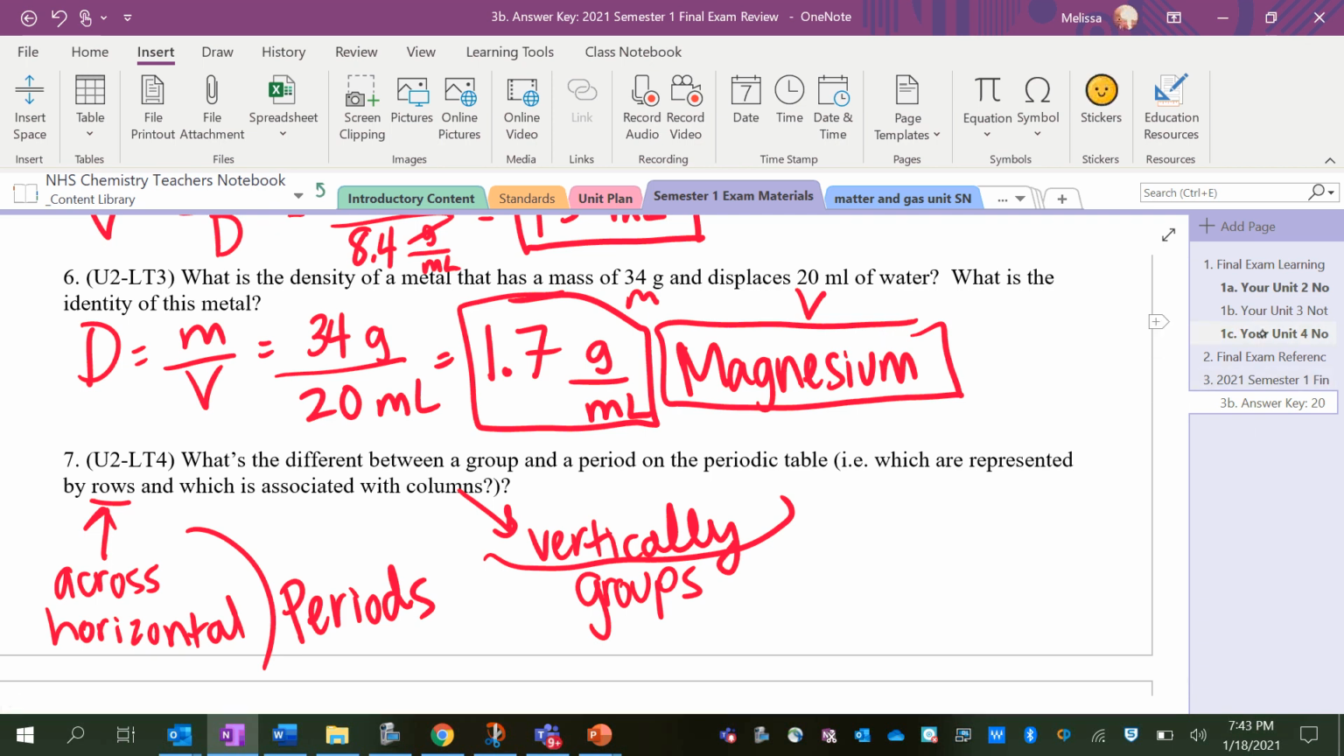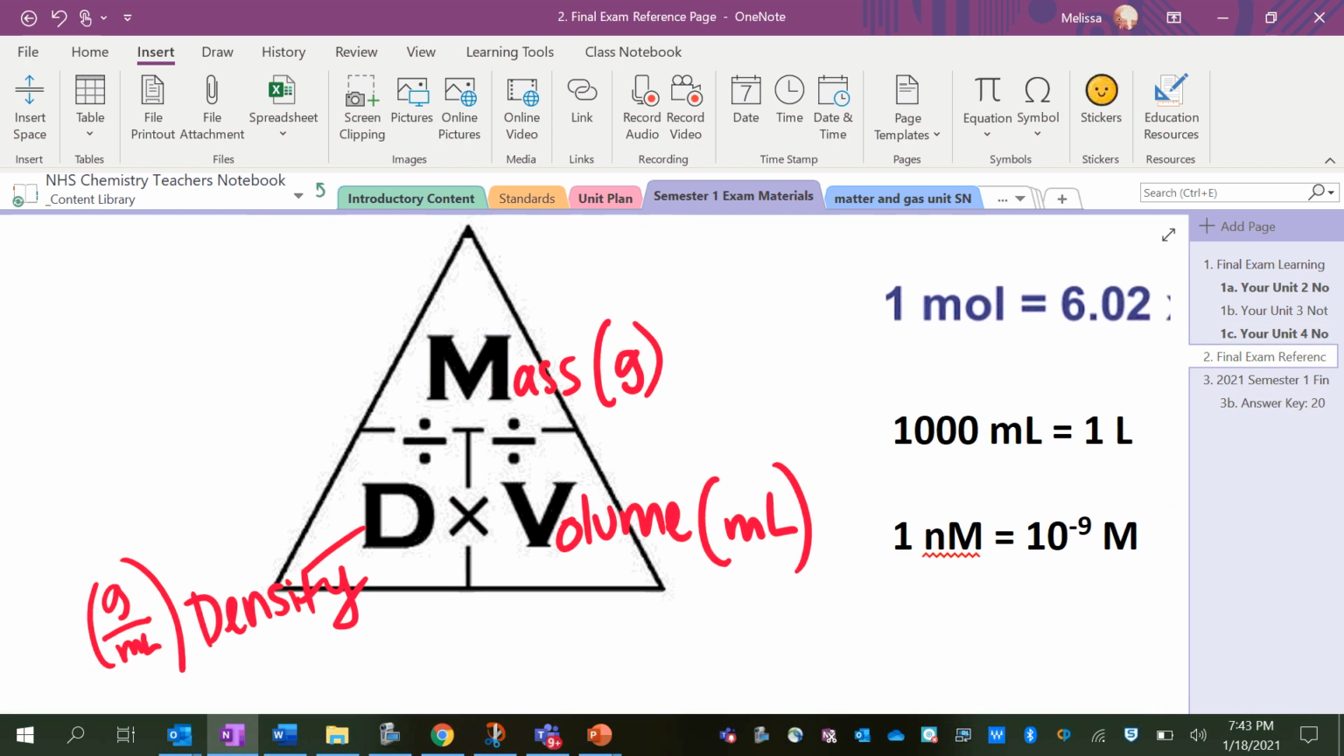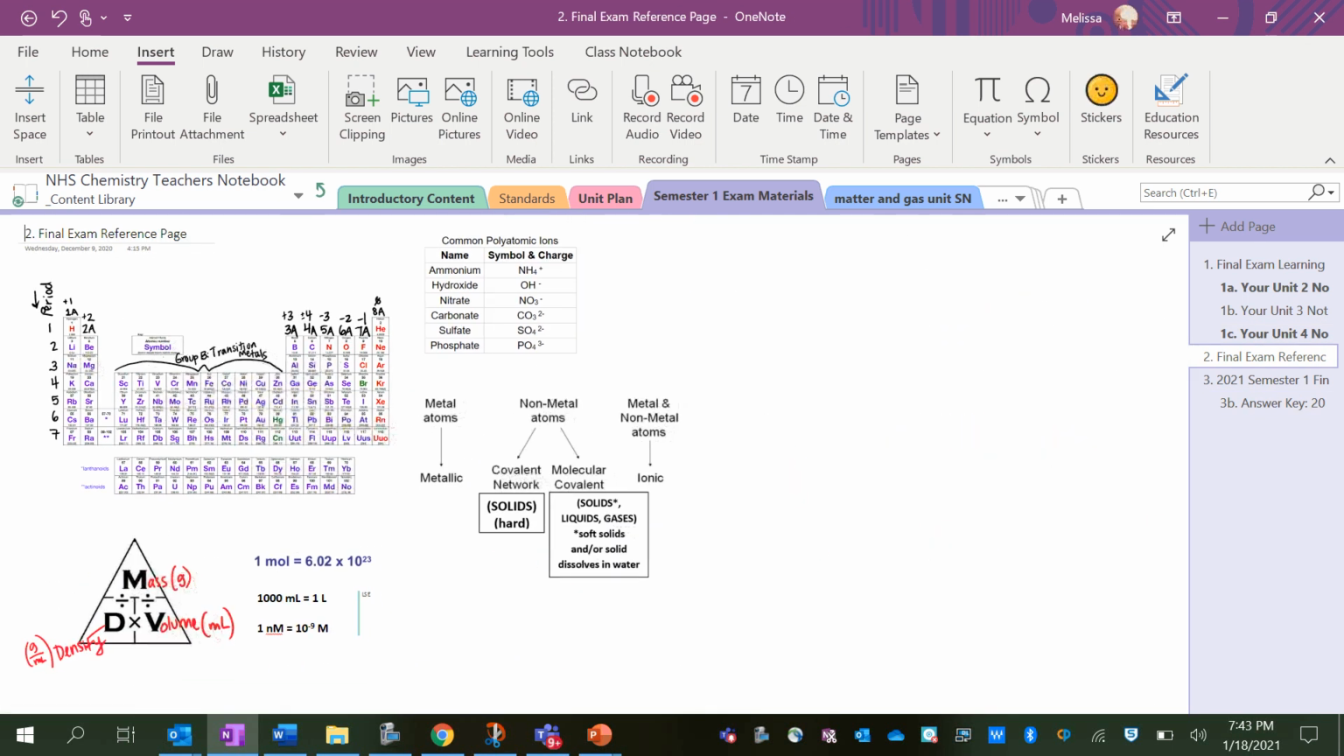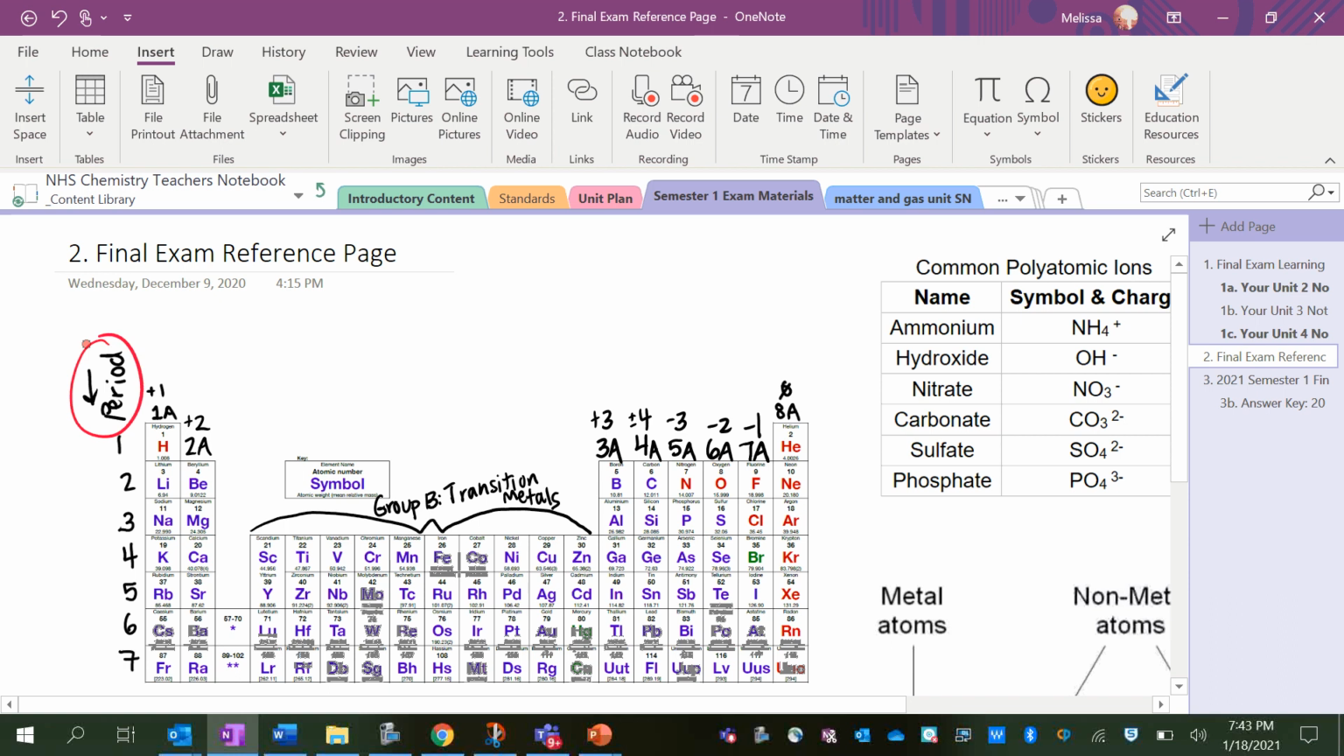So if we look at the periodic table you'll be given, you can see you're actually going to be given the label period. So like period 3 is all of these that I just drew a line through because they're the horizontal rows. And groups are up and down. Like group 5A, I'm drawing a line through all the elements in group 5A.